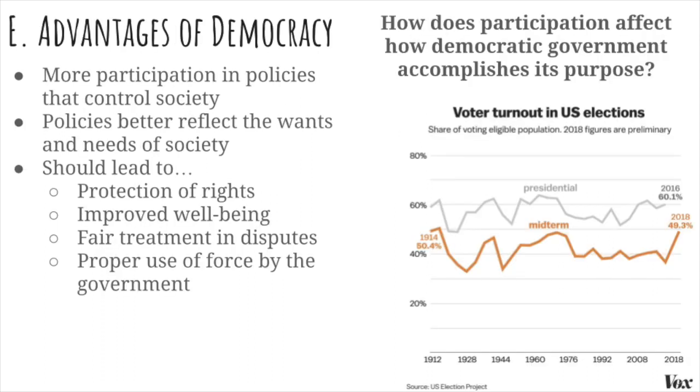So in terms of the advantages of democracy, the first and most obvious one is that there's more participation in the policies that control society, and that leads to policies that better reflect the wants and needs of society. It leads to better outcomes. Those outcomes should do those basic things that we want government to do, like protect rights, improve the well-being of the citizens, ensure fair treatment among people in disputes, and provide the proper use of force by the government. Of course, there are some disadvantages of democracies too, but we'll save that for another time.